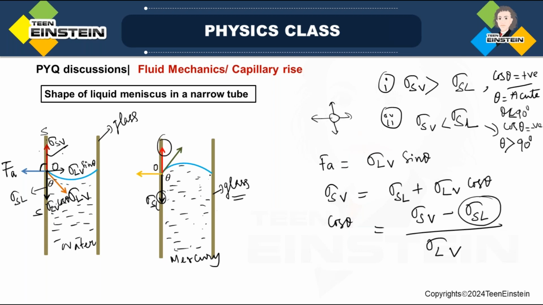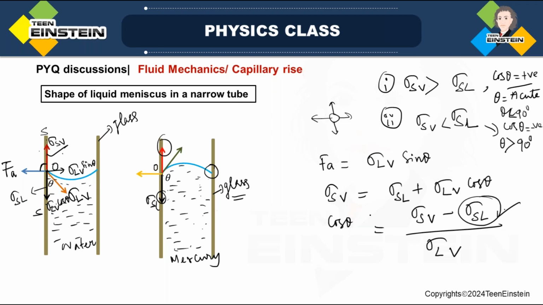So that's why the meniscus will be a convex meniscus. At the point of contact, there will be depression. In the other case, there was a rise of the liquid at the point of contact, but here it will be depression because of the net force of these two.